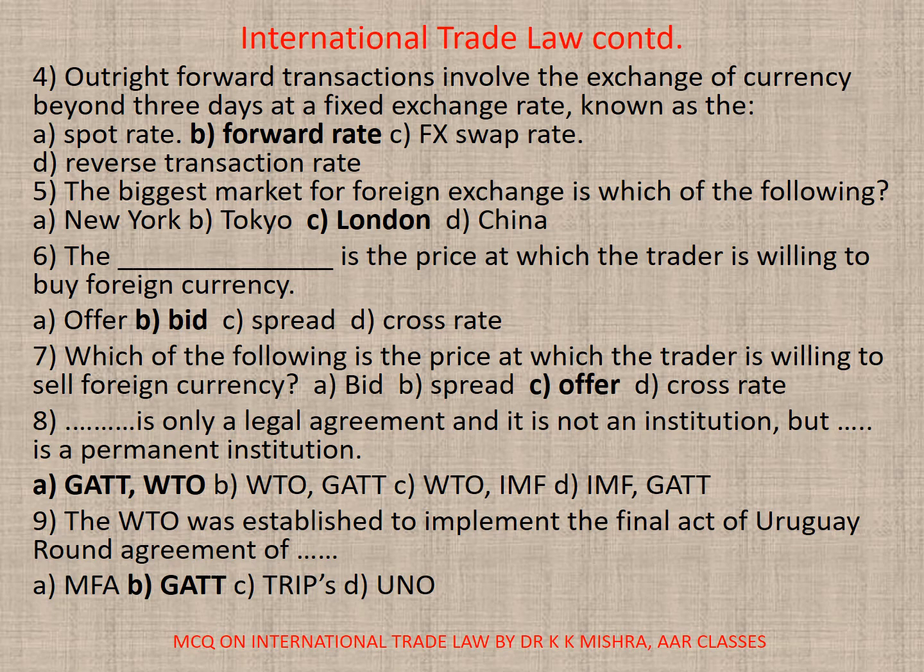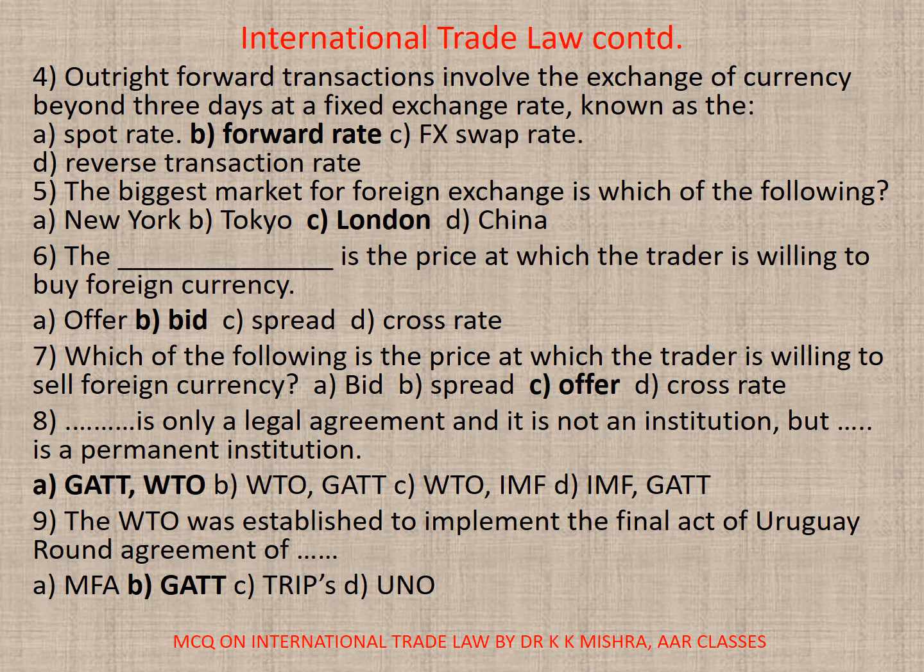5. The biggest market for foreign exchange is which of the following? A. New York, B. Tokyo, C. London, D. China. Correct option is C. London. 6. The dash is the price at which the trader is willing to buy a foreign currency. A. Offer, B. Bid, C. Spread, D. Cross rate. The correct option is B. Bid.